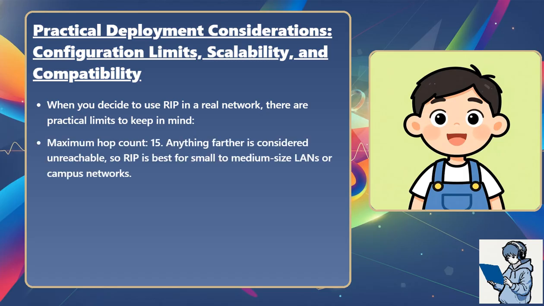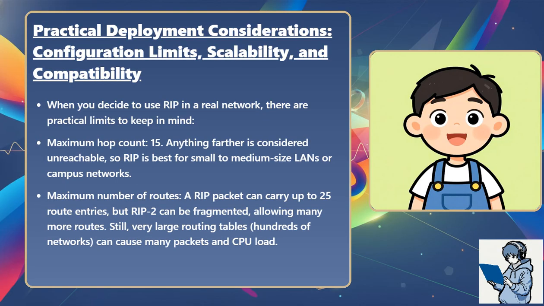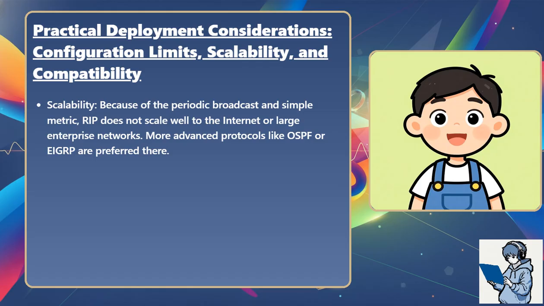When you decide to use RIP in a real network, there are practical limits to keep in mind. Maximum hop count 15. Anything farther is considered unreachable, so RIP is best for small to medium-sized LANs or campus networks. Maximum number of routes. A RIP packet can carry up to 25 route entries, but RIP2 can be fragmented, allowing many more routes, still very large routing tables. Hundreds of networks can cause many packets and CPU load. Scalability: because of the periodic broadcast and simple metric, RIP does not scale well to the internet or large enterprise networks. More advanced protocols like OSPF or EIGRP are preferred there.